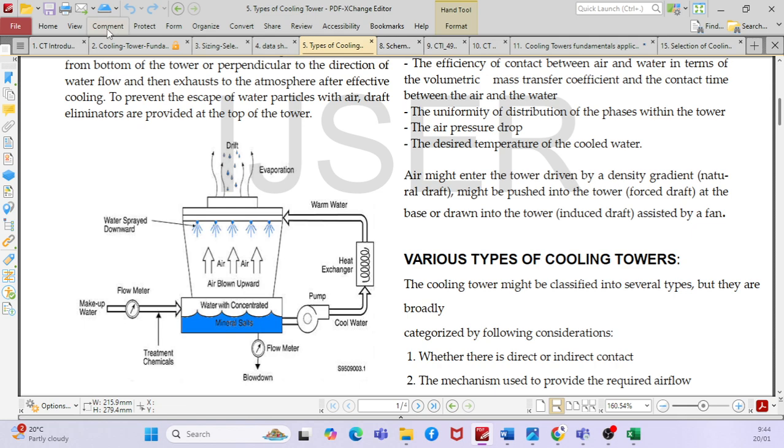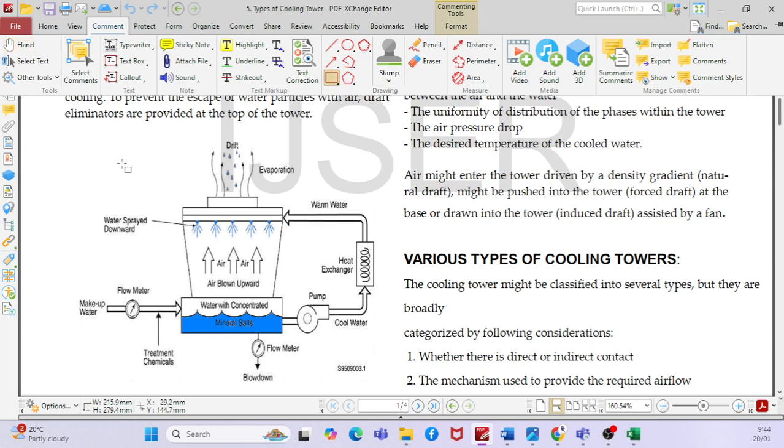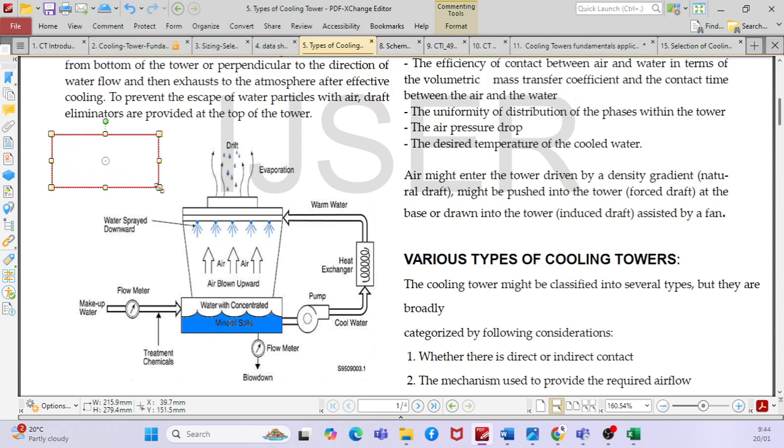Say for example, this is your AHU and this is your cooling coil. As per standard, you should not exceed more than 500 FPM, which is nothing but 2.5 meter per second. That is the standard.